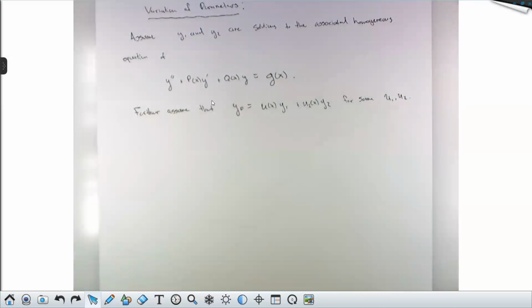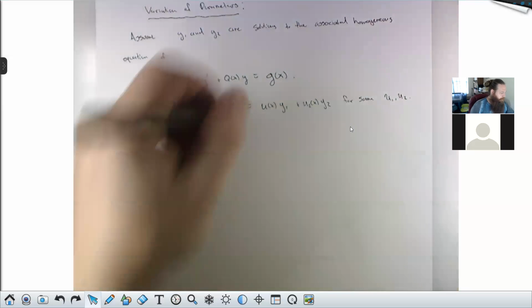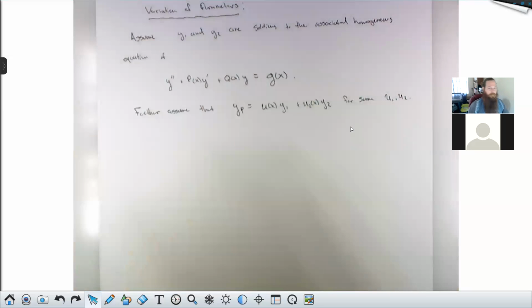This is not an unreasonable assumption. It's following the same sort of thinking that we were using when we proved the reduction of order formula, namely that we're looking for linearly independent solutions. This is the assumption that we started with for reduction of order. We said that instead of yp, y2 should be some non-constant multiple of y1. Same sort of logic here.